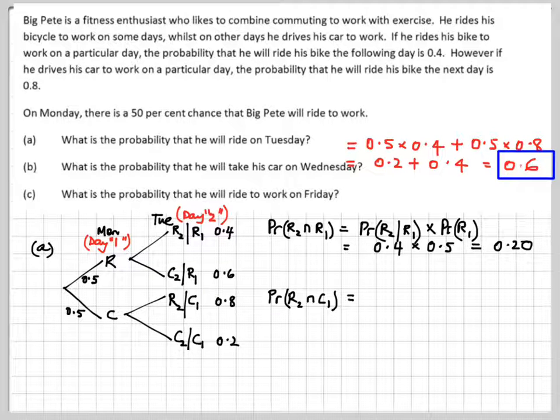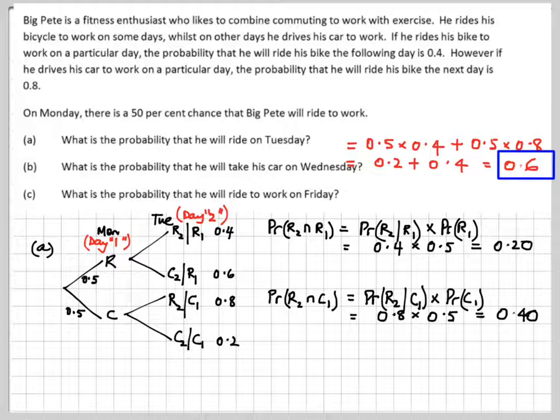Okay. Yes, I think you've got it. So it's R2 given C1, times C1. Good. Now let's fill in the numbers, and we get 0.4. Good, and that confirms what we got above in the red writing, a few lines above, of a total of 0.6 for the riding.